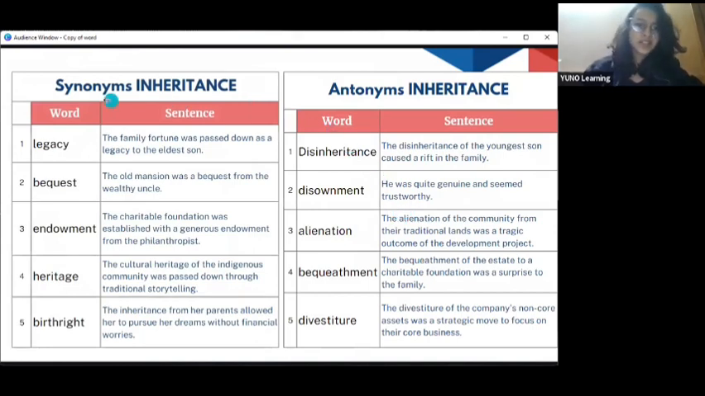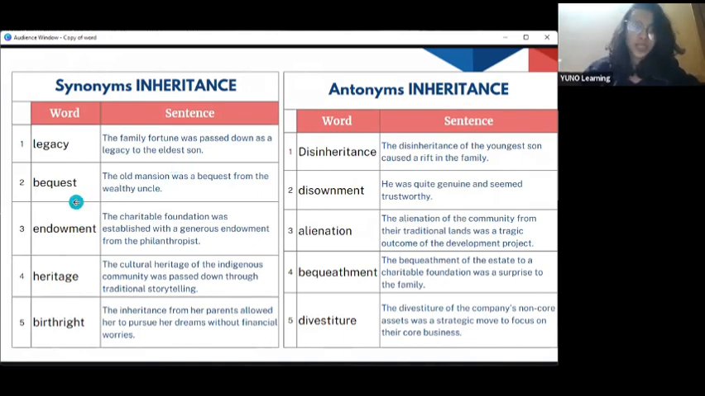Let's move on to understand the differences between these words. So when we say inheritance, that means something that has been passed down to you as your legacy, or something that you have inherited from your elder, let's say parents or grandparents. So number one word is legacy. Its usage in a sentence becomes, the family fortune was passed down as a legacy to the eldest son.